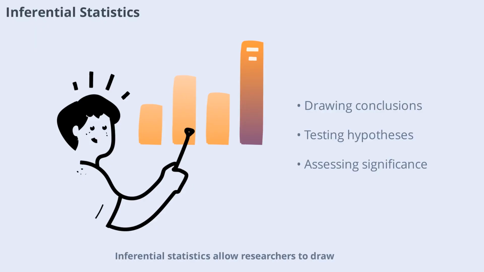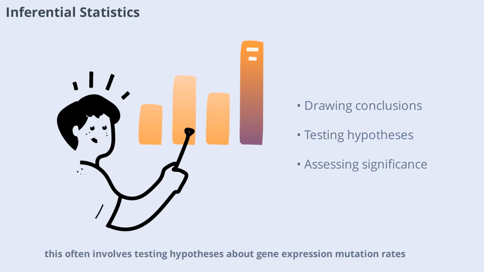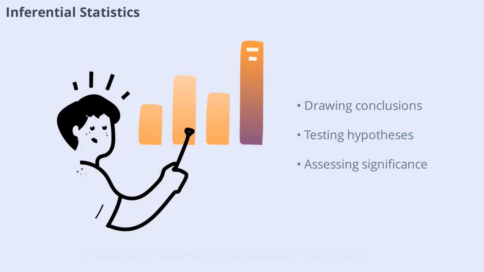Inferential statistics allow researchers to draw conclusions about populations based on sample data. In bioinformatics, this often involves testing hypotheses about gene expression, mutation rates, or evolutionary relationships. Techniques like t-tests, ANOVA, and chi-square tests are commonly used. These methods help determine whether observed differences are statistically significant or likely due to random variation. By applying inferential statistics, scientists can make informed decisions and predictions, even when working with limited or noisy data.